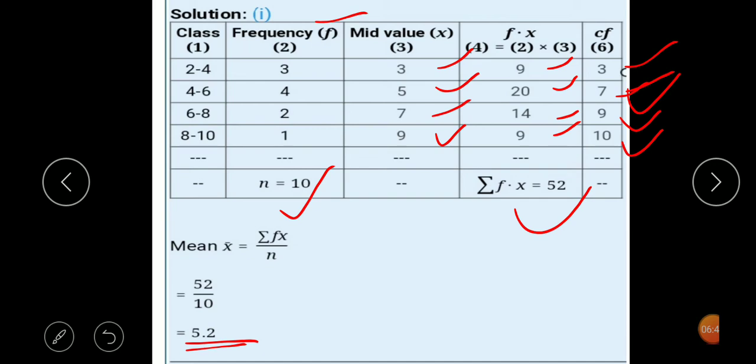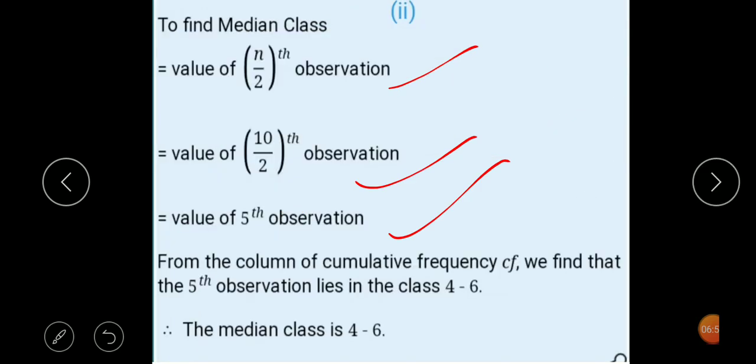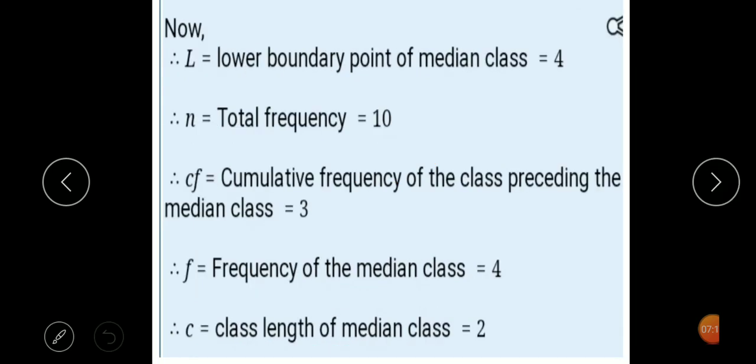Means 5th value after 3, 4, 5, 6, 7. So the 5th term will fall in the class interval 4 to 6. That is the median class, dear students. Now we will find the terms which are required in the formula to find the median.